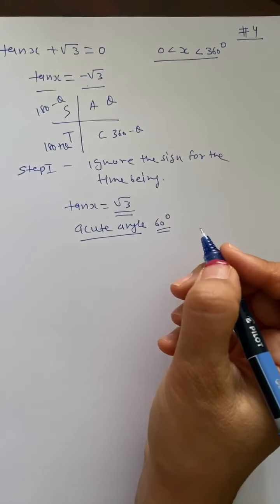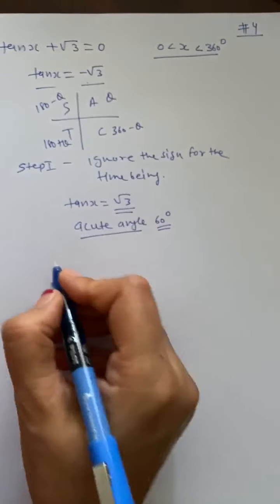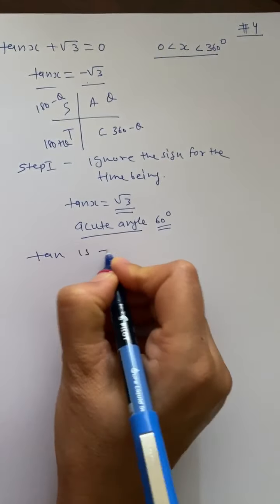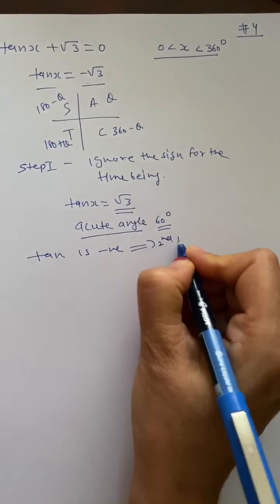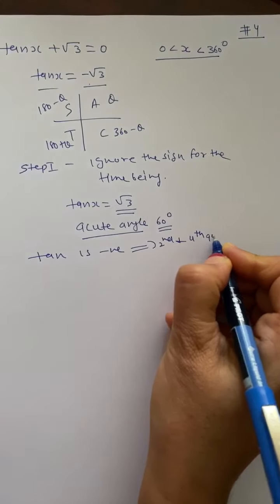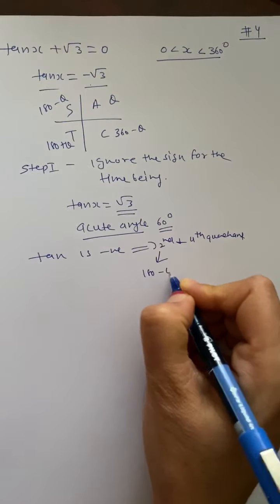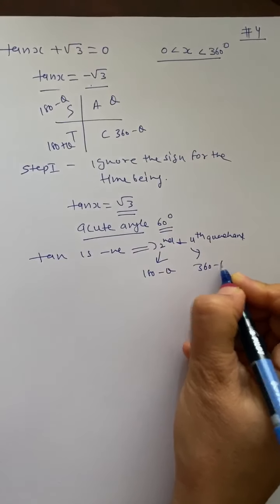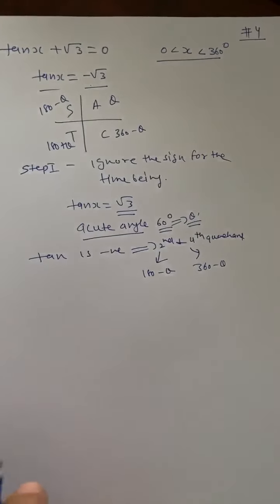But this is not the answer, because we have tan x is equal to negative square root of 3. So remember that. Now, tan is negative. In which quadrant is tan negative here? It is negative in the second and fourth quadrants. So the second quadrant is 180 minus theta and the fourth quadrant is 360 minus theta. And this theta is the acute angle which you got when you ignored the sign.